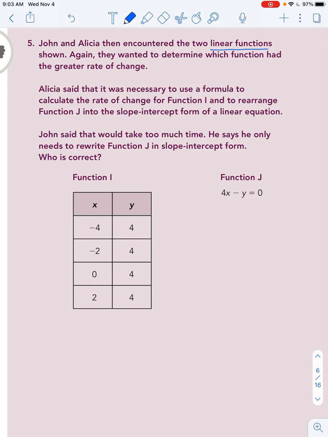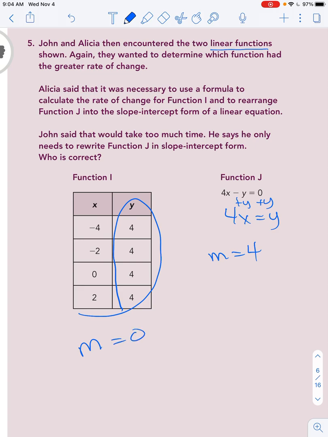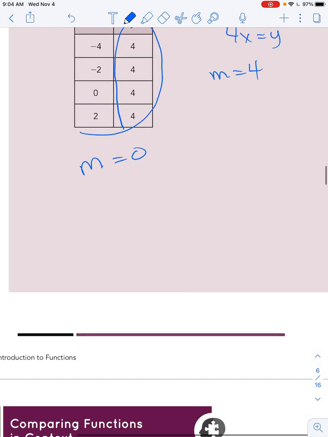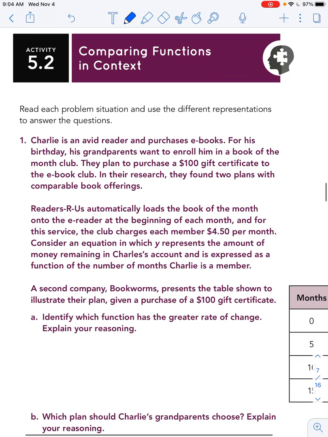Well, they could both be right, but I'm going to actually go for John myself because look at this. 4x equals y because I added y to both sides. My slope is equal to 4 on that one. If I look over here, aren't all of the y values exactly the same? And didn't we say that anytime all the y's are the same, the slope is just 0? So, I would have gone with John.